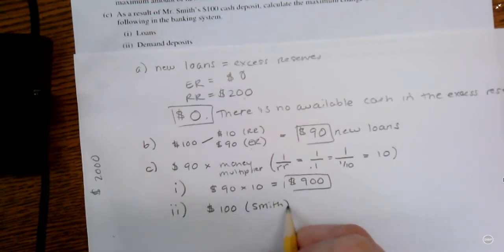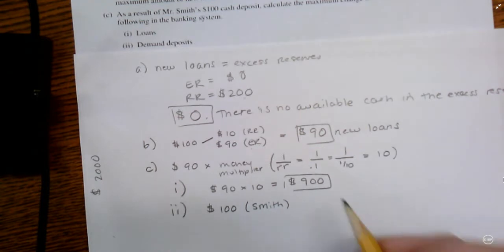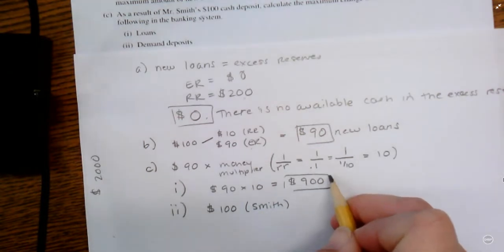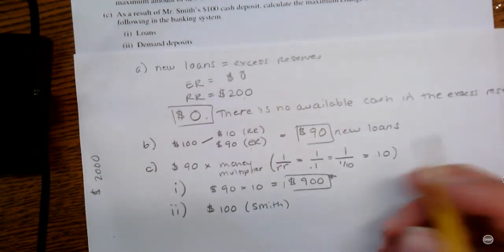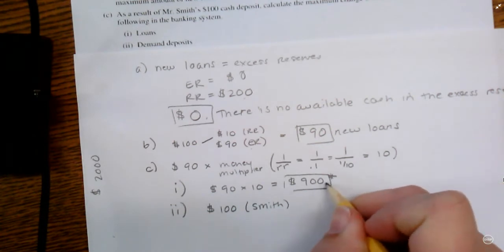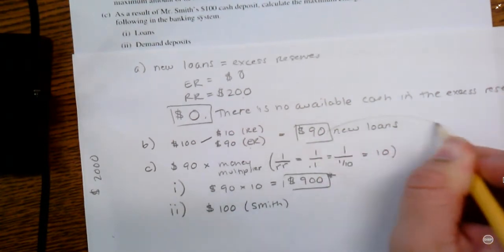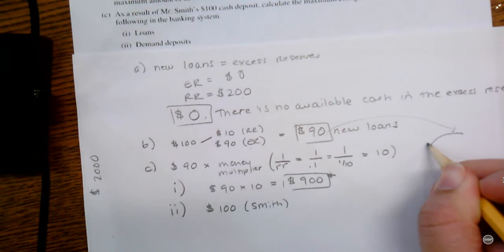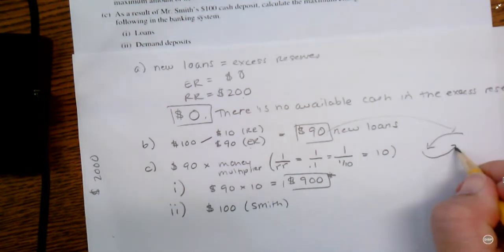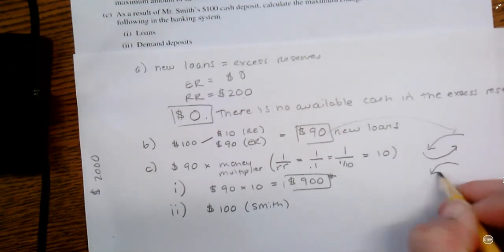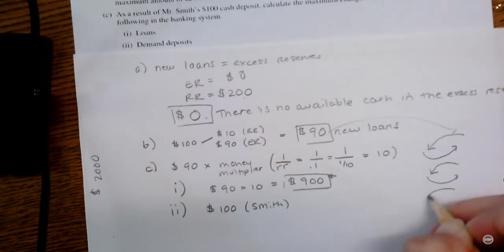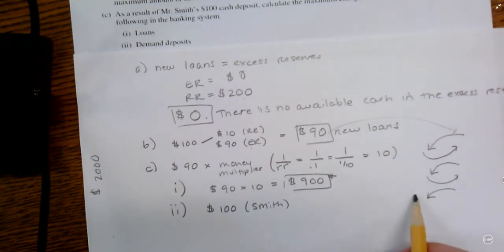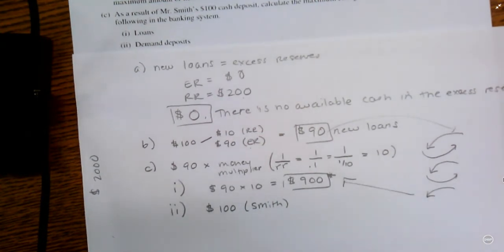So I'm just going to mark that with Smith. His deposit is going to create $900 of new money. The theory is that this $900 is going to get loaned out. People will redeposit it in the bank. That will be loaned out. They'll redeposit it in the bank, so on and so forth. That's the money multiplier. There's your $900 of new money.